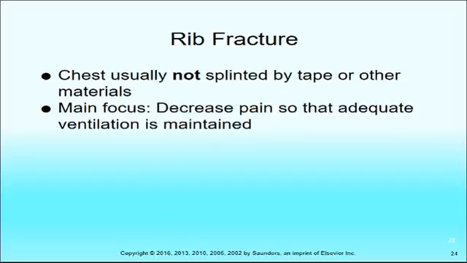A rib fracture, the chest is usually not splinted by tape. You want to try to avoid splinting the chest because you need them to expand their lungs. If they're not expanding the lungs, they get atelectasis and pneumonia. You want to manage their pain well because you don't want them splinting. You want those lungs expanded.